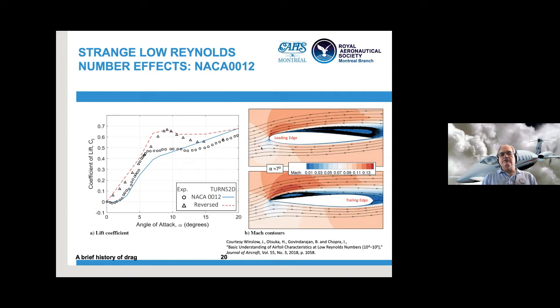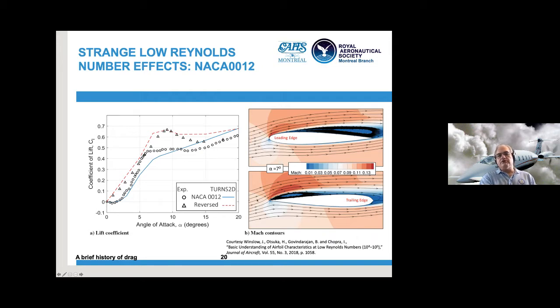This is a NACA 0012 airfoil. So it's a 12% thick airfoil. It's 12% as thick this way as it is along its chord. A pretty standard little airfoil. Why am I showing you this? Well, at very low Reynolds numbers, thanks to this paper from Winslow and Otsuka et al, this foil flies better backwards than it does the right way around. It flies better with the pointed thin end forward.